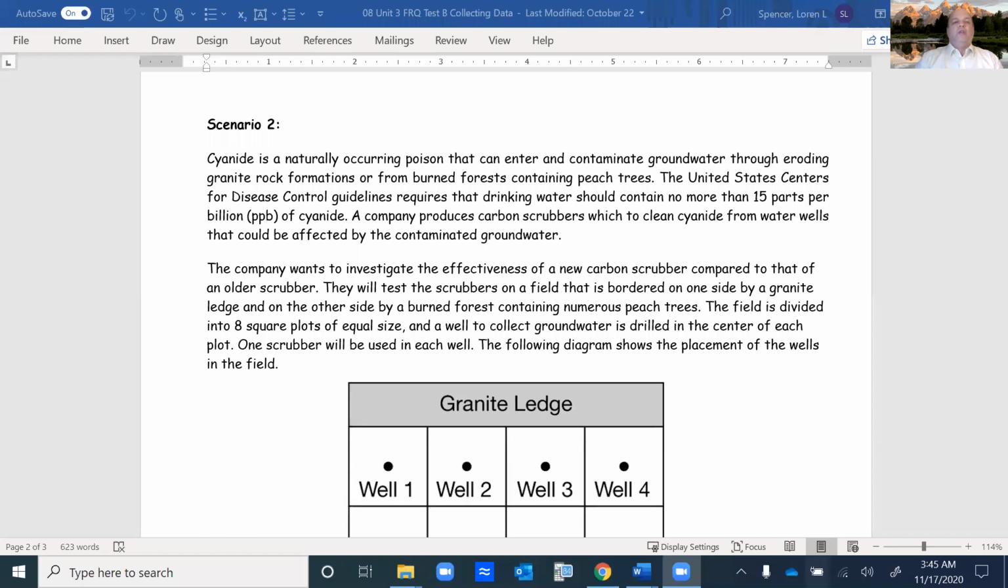Okay, this is scenario 2 for version B. Cyanide is a naturally occurring poison that can enter and contaminate groundwater through eroding granite rock formations or from burned forests containing peach trees. The United States Centers for Disease Control guidelines require that drinking water contain no more than 15 parts per billion of cyanide.